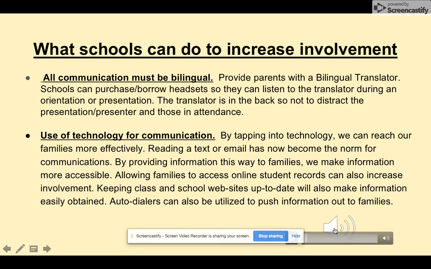Schools can increase parent involvement by making sure that all communication is bilingual or in the home language of the family. That includes providing translators during conferences and meetings, and also translating any documents that are sent home. Technology can also increase communication with families. By using technology, we can send out emails, texts, and make it more accessible than if the family had to come in and talk to the teacher or the school.